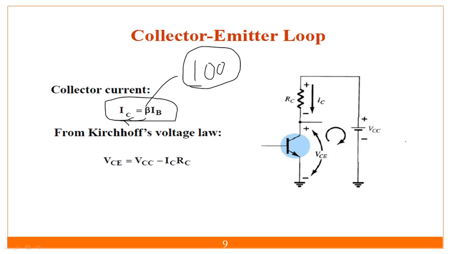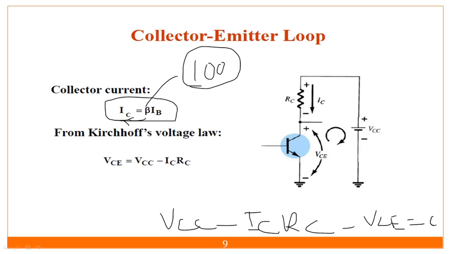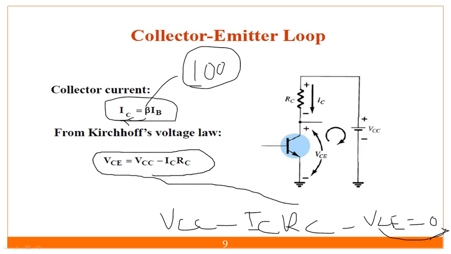And if I apply KVL at the output side, then what will happen? Minus to plus, that is nothing but the VCC I will get, minus ICRC, and minus VCE here. This equals 0. From this I will calculate the value of VCE. So VCE I will send to this side, so I will get the equation that is nothing but this one. So VCE is equal to VCC minus ICRC. We are getting this. Okay.